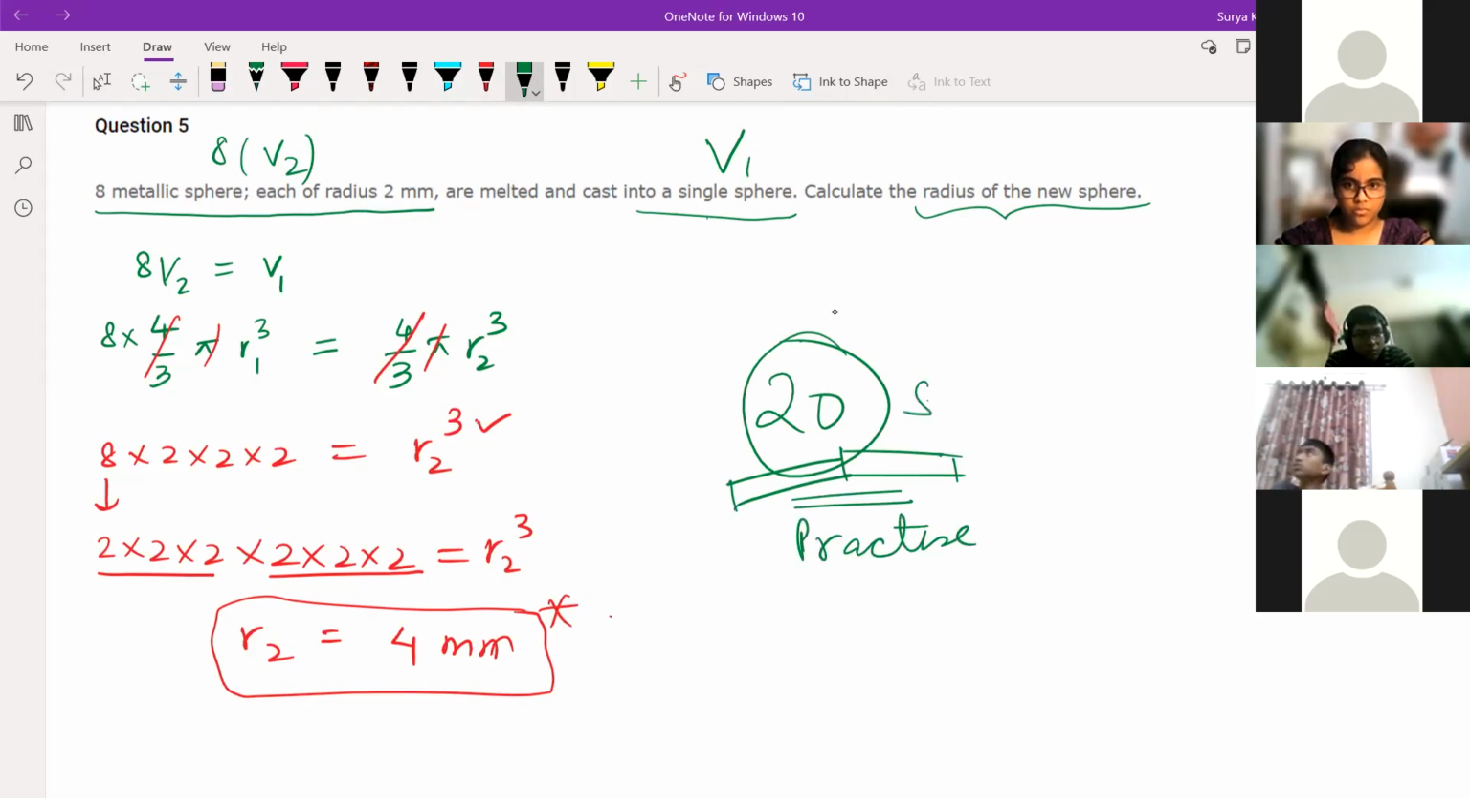Practice 20 sums. Is it clear, Pulastya? You have 2 days: today, tomorrow, and the day after tomorrow till 8 o'clock. Is it clear?